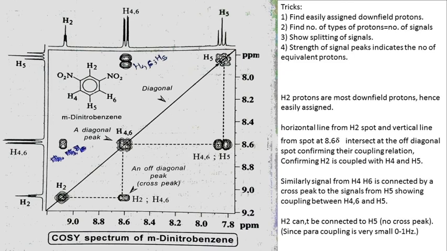H4/H6 protons. Similarly, the signal from H6 and H4 is connected by a cross peak to the signals from H5, showing coupling between H4/H6 and H5 protons. H2 proton can't be connected to H5 since there is no off-diagonal peak relation.